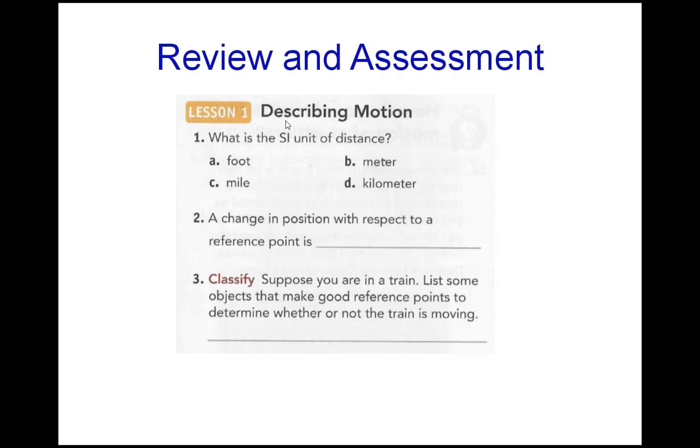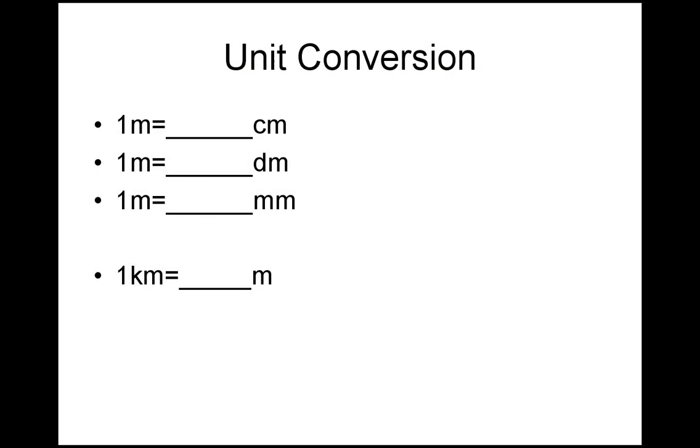3. Suppose you are in a train. List some objects that make good reference points to determine whether or not the train is moving. Okay. So we could have what? We could have stationary items like the rail of the road or the houses on two sides. Like that. Right. So these are the answers here. Let's move on to the next one.